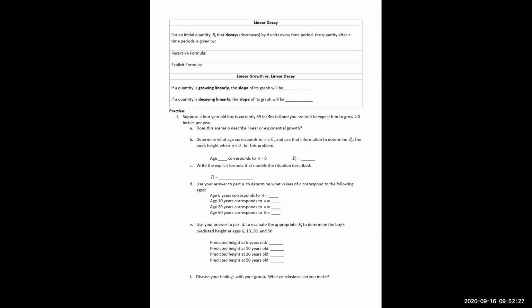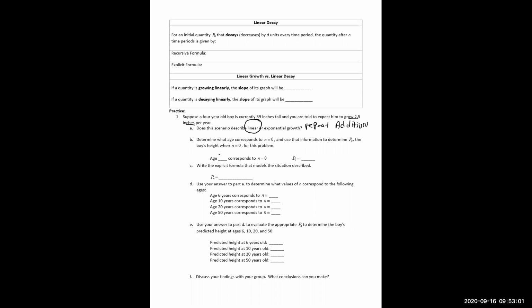Suppose a 4-year-old boy is currently 39 inches tall and you are told to expect him to grow 2.5 inches per year. Does this scenario describe linear or exponential growth? You should select linear. Now let's talk about why this is linear. This is linear because he's growing 2.5 inches per year. So this is repeat addition, and we're adding 2.5 inches per year.